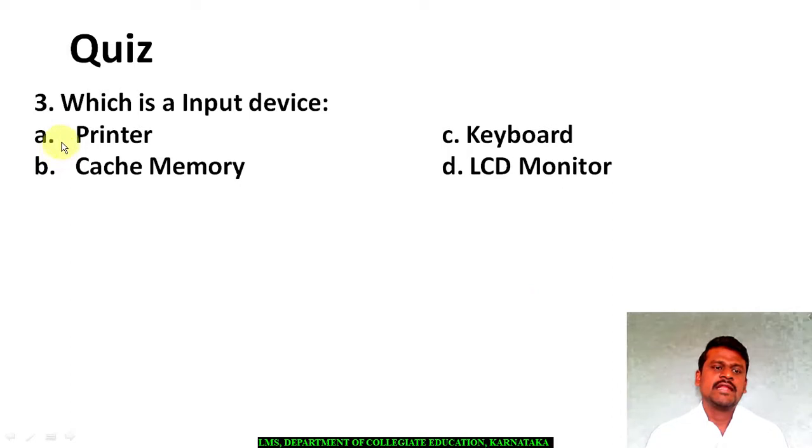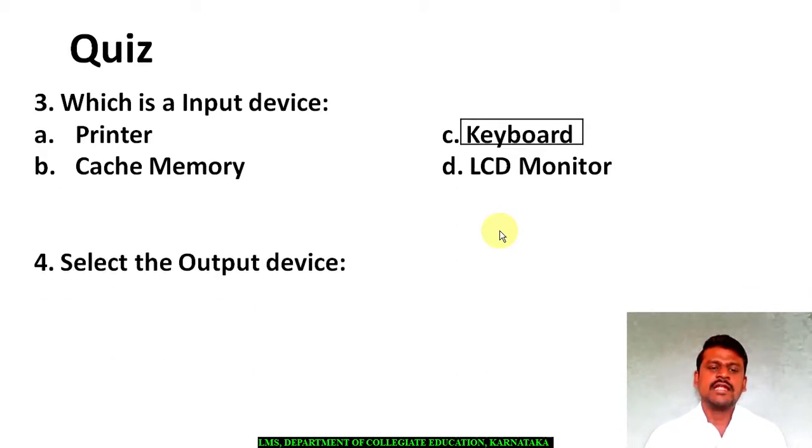Next question: which of the below is an input device? First one, A, printer, B, cache memory, C, keyboard, D, LCD monitor. Any guesses out of these 4 devices, which is an input device? So the answer is keyboard, which is used for inputting data from the user.